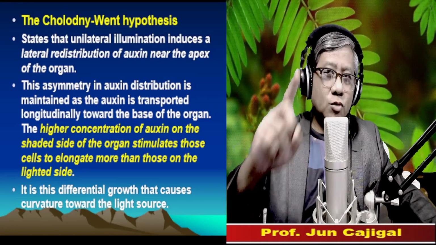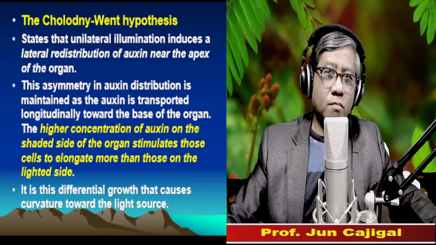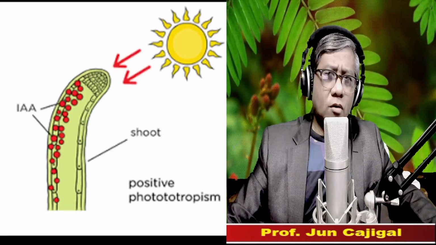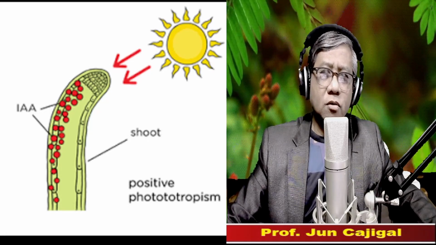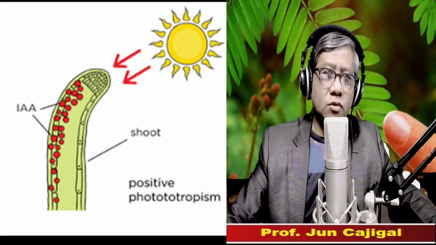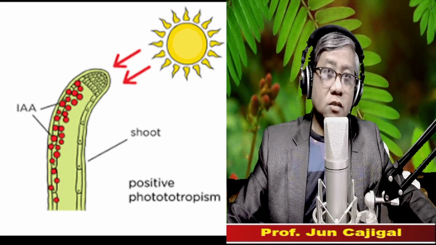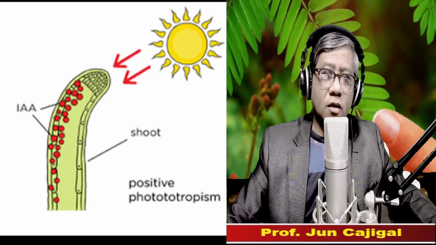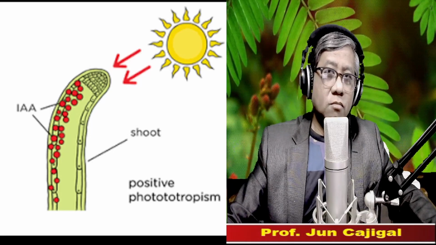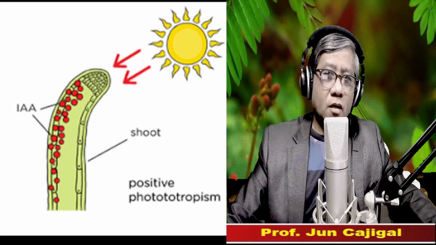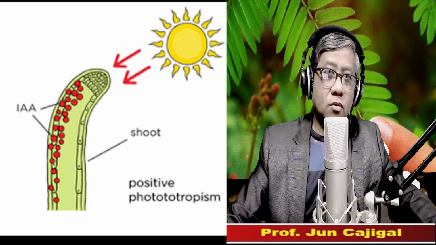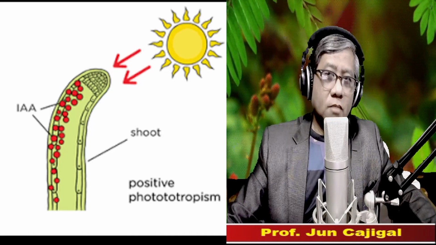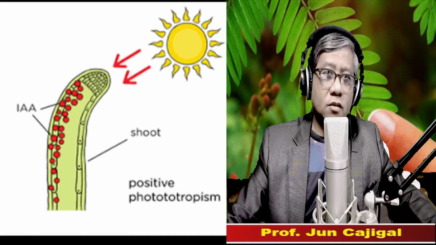To help you visualize what the Cholodny-Went hypothesis means, let's take a look at this illustration. Because of the changing direction of the light source, auxin is redistributed towards the shaded part of the plant shoot or the plant organ. And we know that auxin stimulates the cells to elongate. This differential elongation of the cells on the shaded part of the plant shoot will allow that plant organ to bend towards the light.